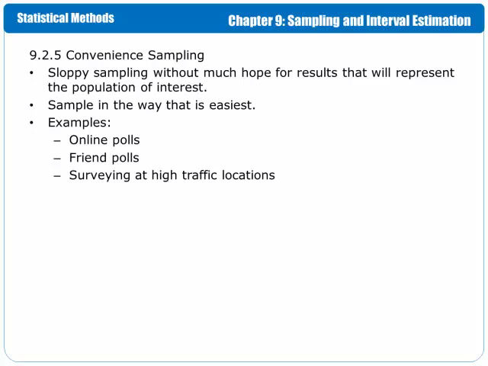For example, there are a lot of online polls that request individuals' opinions regarding an issue. However, the only individuals able to respond to those polls are individuals who visit those certain websites. Friend polls are biased because when we ask our friends their opinions, we already are going to get opinions that are similar to our own. Surveying high traffic locations can be helpful if we need a certain sample size, but people that are at those high traffic locations are there for a reason, and there are individuals who are not there for a reason. You want to make sure that you're representing both groups.